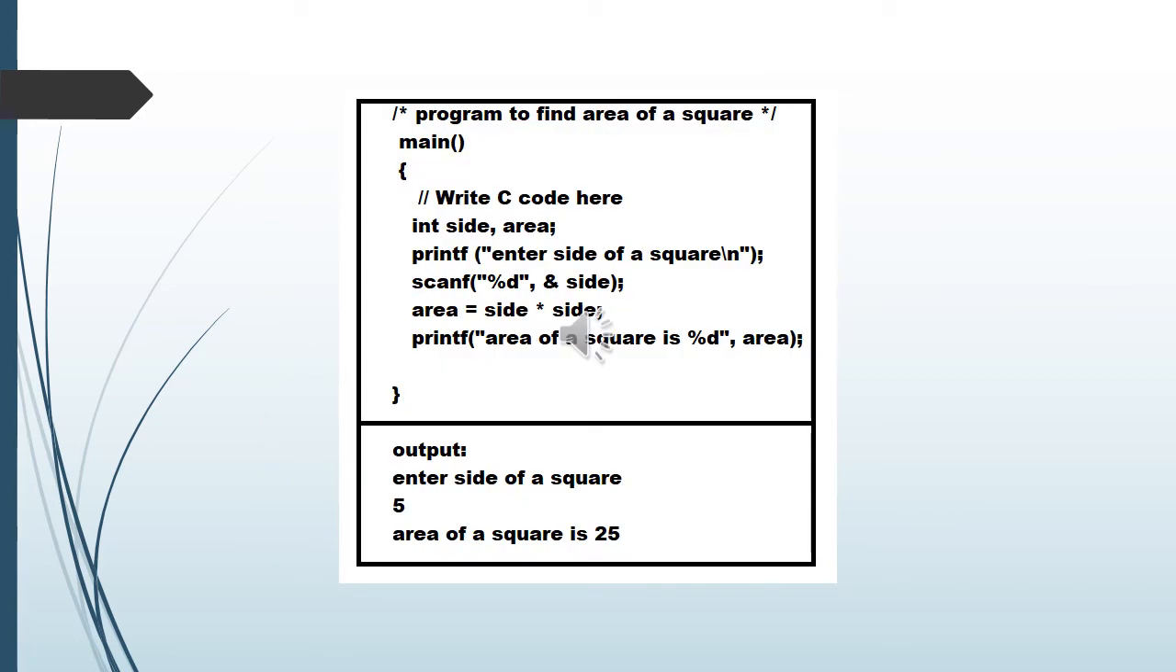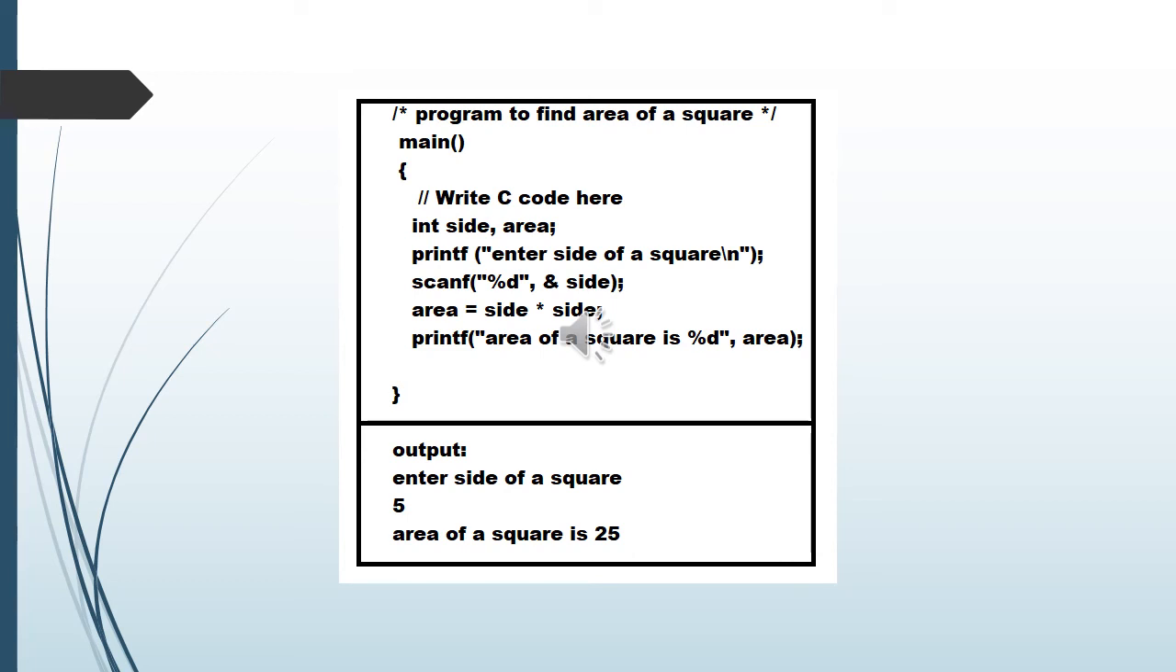Here is a program to find the area of a square. For finding the area of a square we need two variables, area as well as side. Both values will change, so here we are taking integer type variables. Printf: enter the side of a square. You ask for the side from the user, and then the area of a square is nothing but side times side, so print area of a square is area. It will give the result.